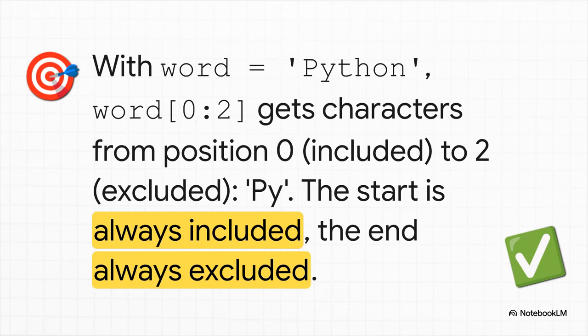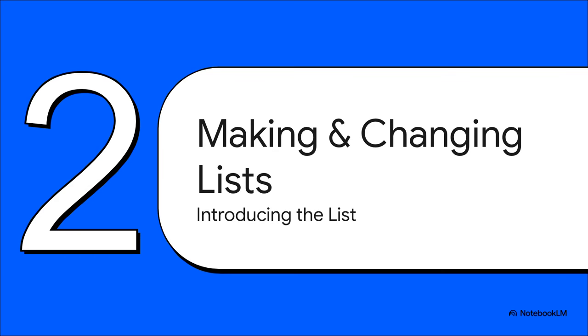And if you leave out the last number, like in word 4/, Python just assumes you mean go all the way to the end. Okay, so we have numbers, we have text. But what if you need to group a bunch of things together? You know, like a list of names or a list of scores. For that, Python gives us our next core building block, the list. Seriously, just think of it like a shopping list for your code. It's a flexible container that holds your items in order.